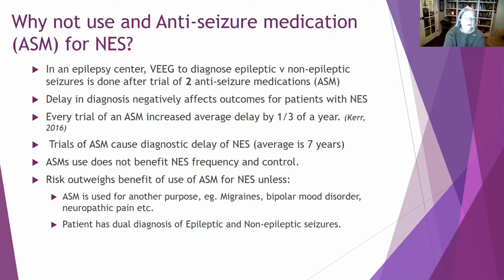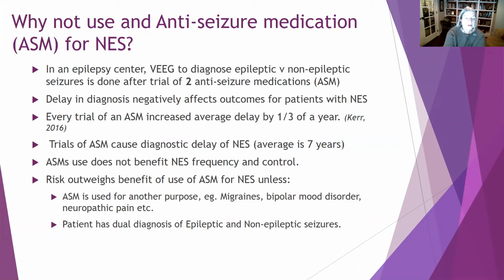The other problem with giving seizure medicines is that they delay diagnosis. And that's shown statistically. And we know that the longer people wait to get the proper diagnosis, the harder it is for them. They have negative outcomes. It's harder for them to get well. They're exposed to years of seizure medicines. They're also not given the actual treatment that they need, which is not seizure medicine. So every trial of anti-seizure medicine increased the average delay of diagnosis by 1/3 of a year.